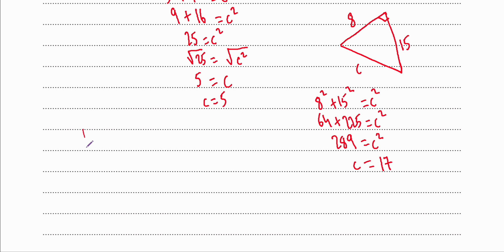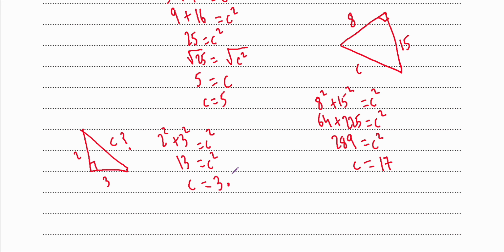So sometimes if I gave you the numbers, for example, 2 and 3, and then I told you to find c over here, you would have 2 squared plus 3 squared is equal to c squared. So you have 4 plus 9, so you have 13 is equal to c squared, and you're left with c is equal to the square root of 13, which is equal to 3.605.